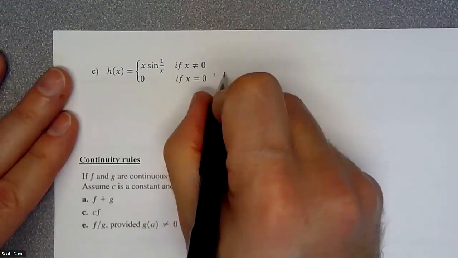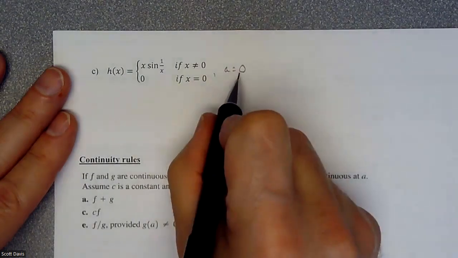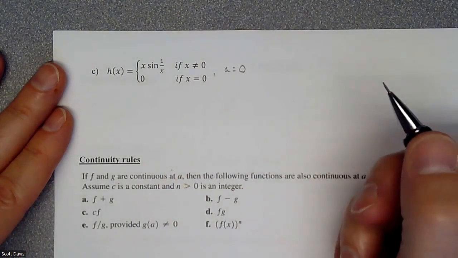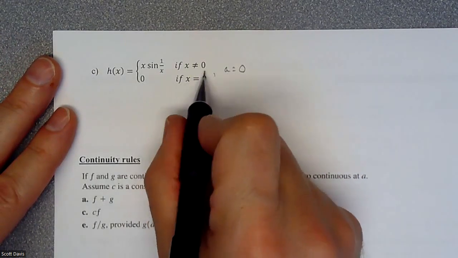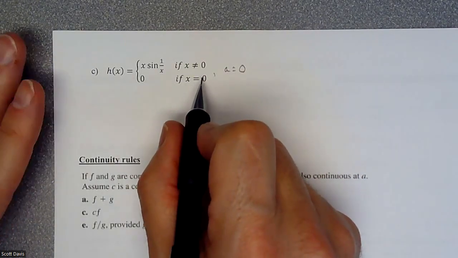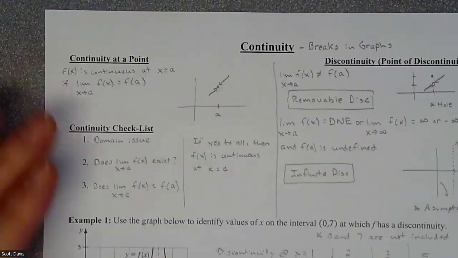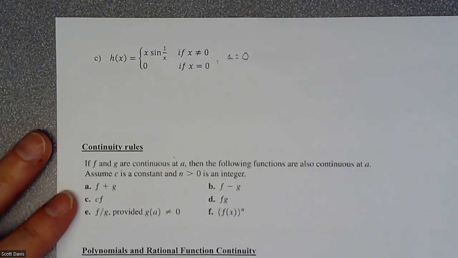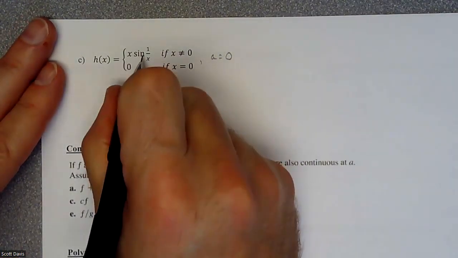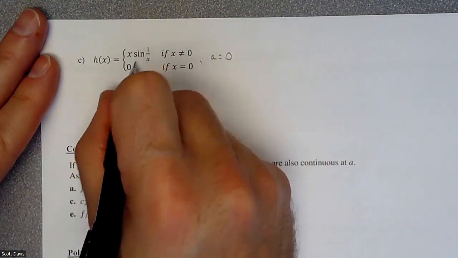All right, so a equals 0. 0 is the number that we're going to focus on. So is it a domain issue? No, we have a value for this, so it doesn't have to get kicked out. The first part of this is not a domain issue. The second part is, does the limit exist? For the limit to exist, we need to do the limit as we approach 0, not equal to 0. That'll be the other part.